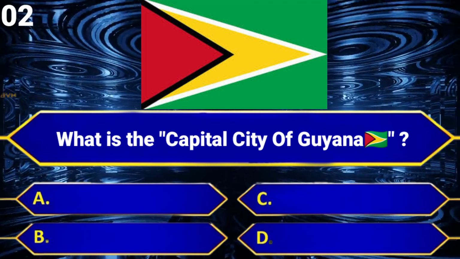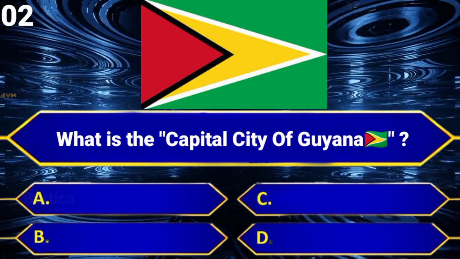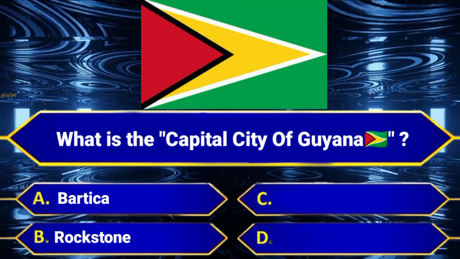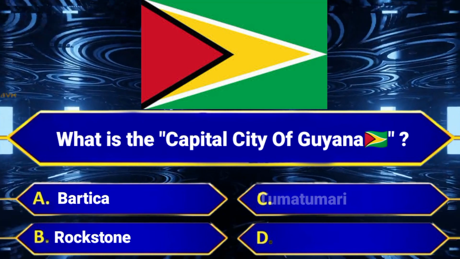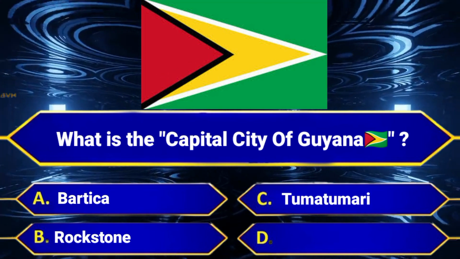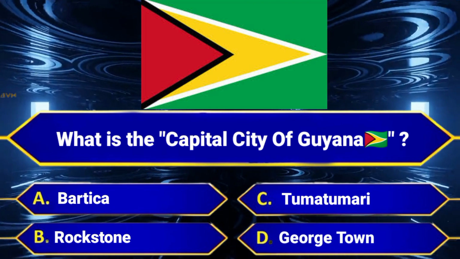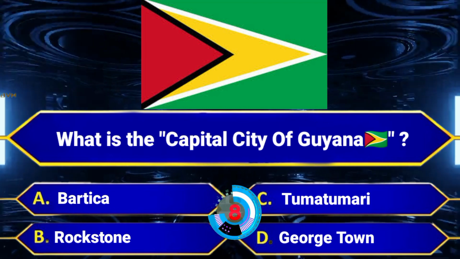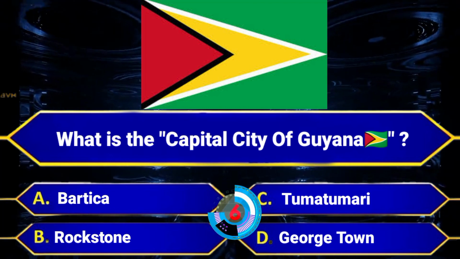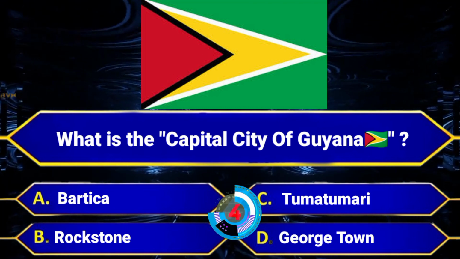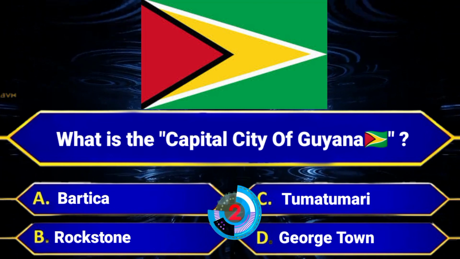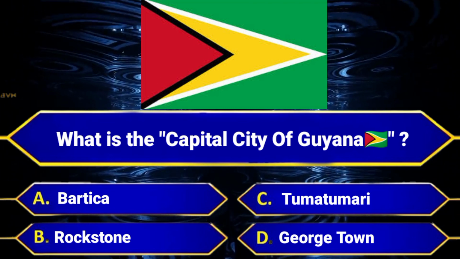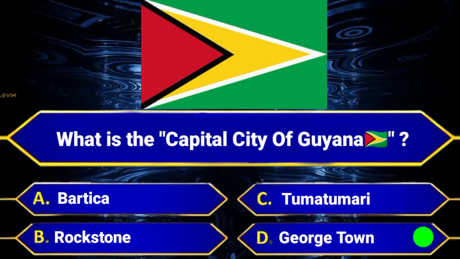What is the capital city of Guyana? Option A, Batika. Option B, Rockstone. Option C, Tomatomare. Option D, Georgetown. Answer is option D, Georgetown.